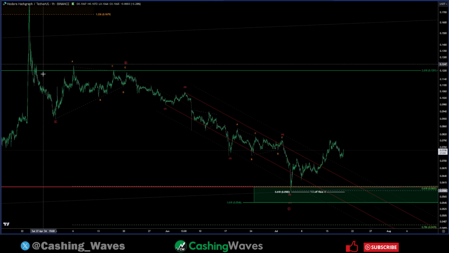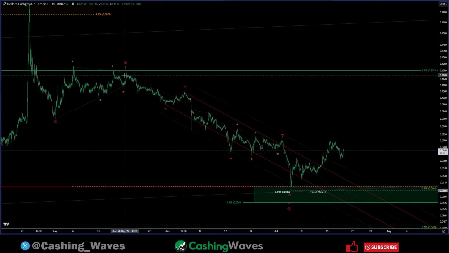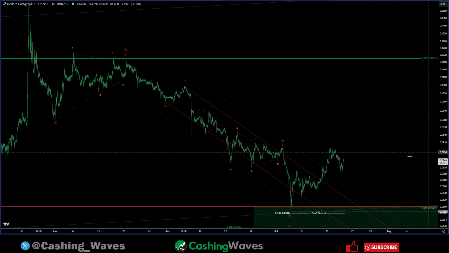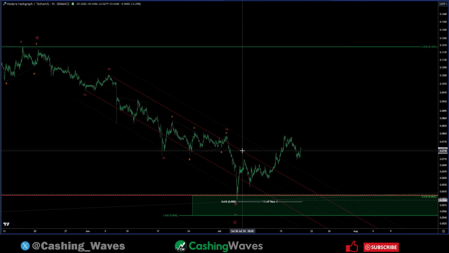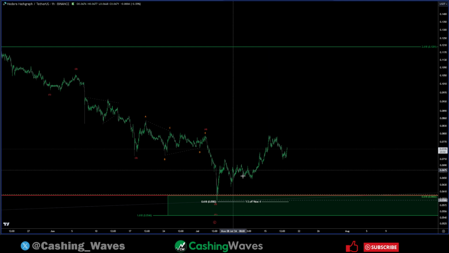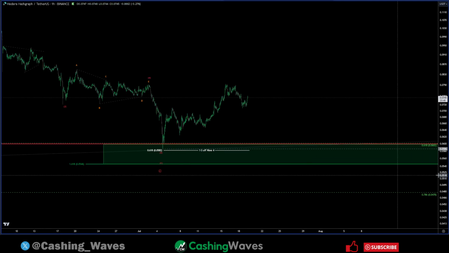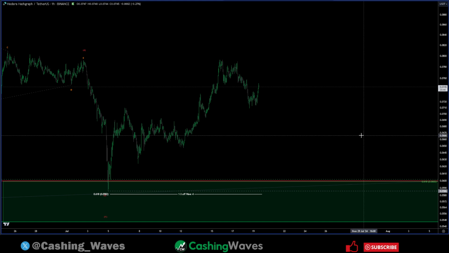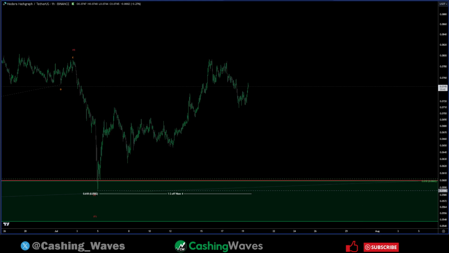You can see we completed our ABC, triangle B, that was our correction, and a 5-wave move to the downside for our C, and we're coming out of our pitchfork, which is exactly what we want to see. All right, so I'll focus down on this area here. Now, this one's been a little more choppy than everything else. I have 2 counts on this.